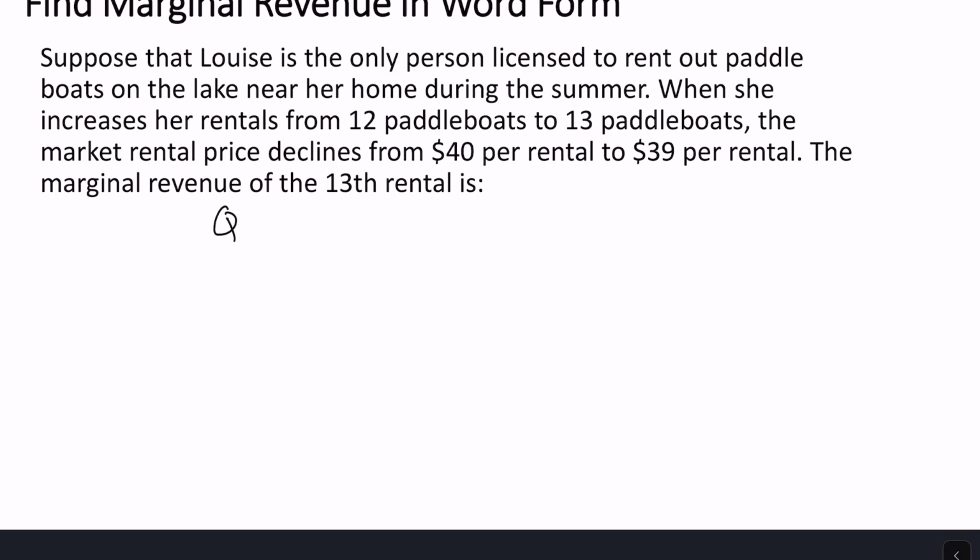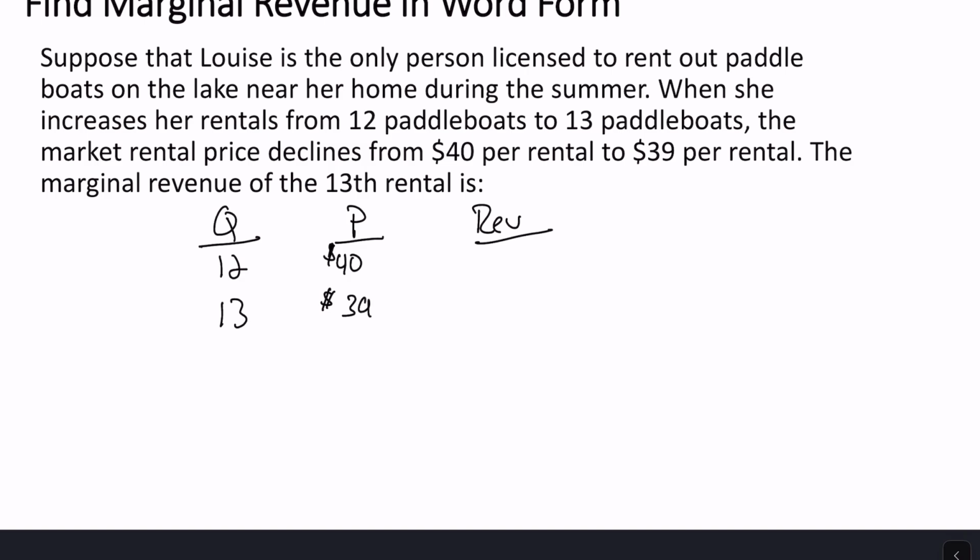Great, so we're going to need our quantity for each, the price of each, and then we can calculate the revenue for each. The two quantities are 12 paddle boats and 13 paddle boats. It tells us the prices we can do. So the price for 12 paddle boats is $40. The price for 13 paddle boats is $39.